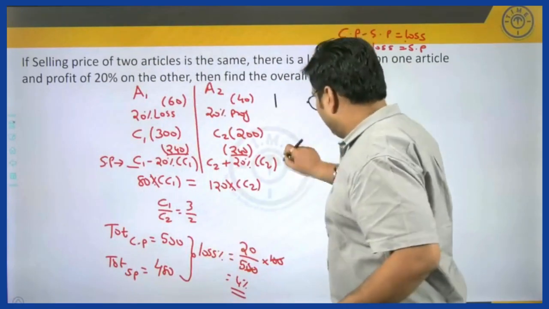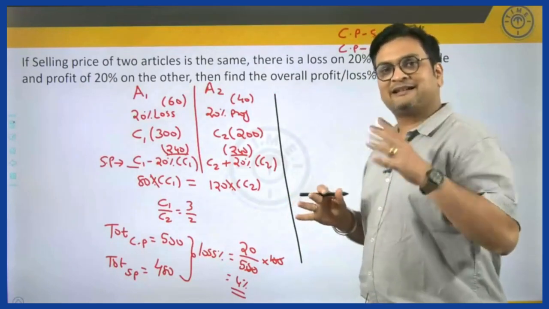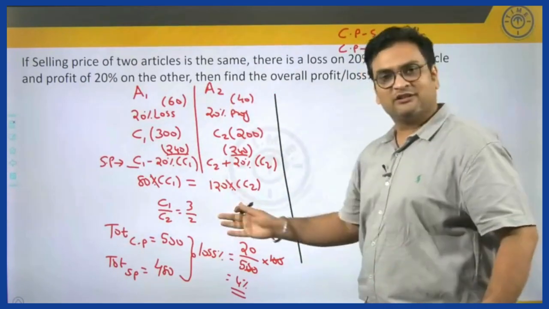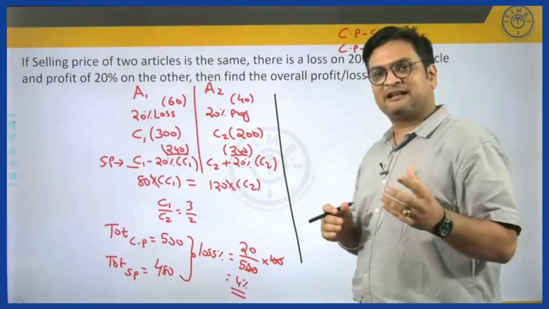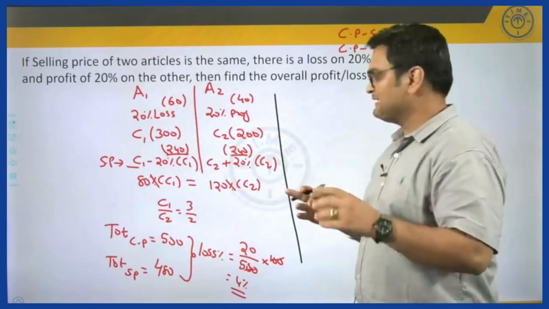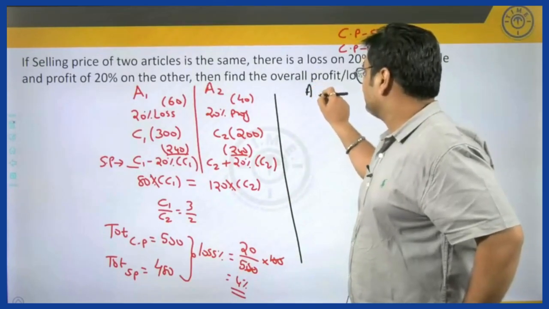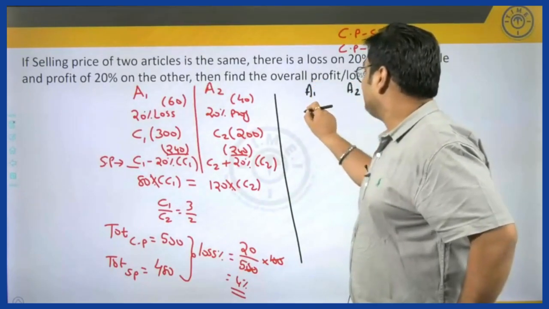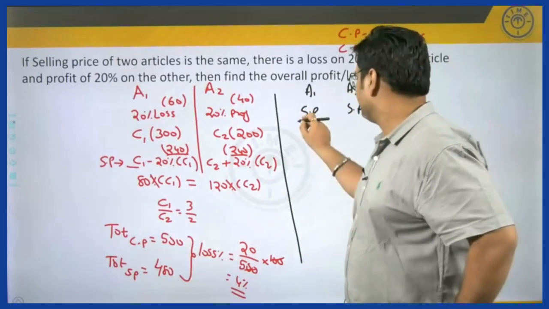There is a faster approach also that we can do, and we can get our answer in 10 seconds. We need not do all this, but that process requires a formula which is applicable only in one specific case. The specific case is, for the two articles, selling prices should be the same, 100, 100 for example.